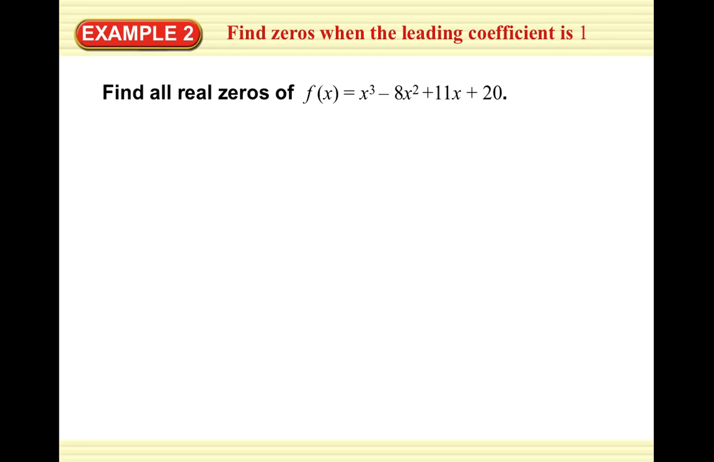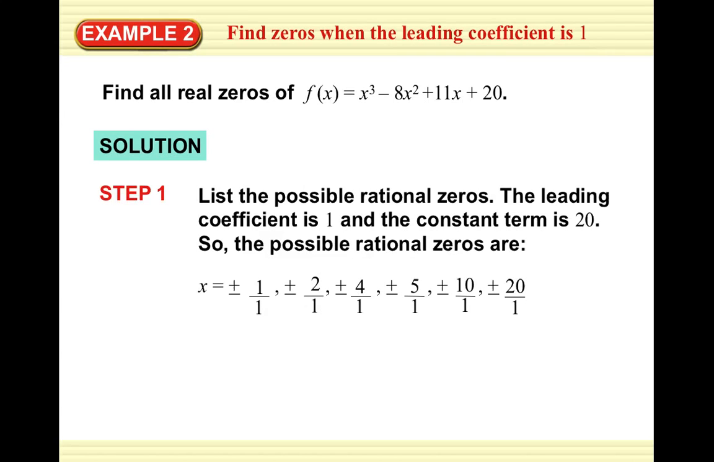So we want to find all of the real zeros of this function, x cubed minus 8x squared plus 11x plus 20. Step 1, we're going to list all of the possible zeros. So the constant term is 20, so the factors are 1, 2, 4, 5, 10, and 20. And then the leading coefficient is 1, so the only denominator we have is 1.